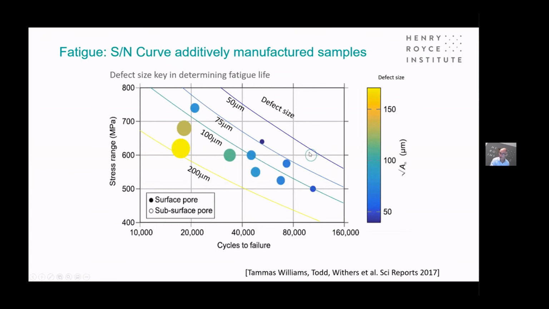What we can also see is that for larger critical defects that form internal defects, and this is an internal defect, we can see that again, we get a longer life. So this is helping us to understand the effect of different types of defect, different locations of defect, and it enables us to build a probabilistic approach to fatigue lifing of additively manufactured components.